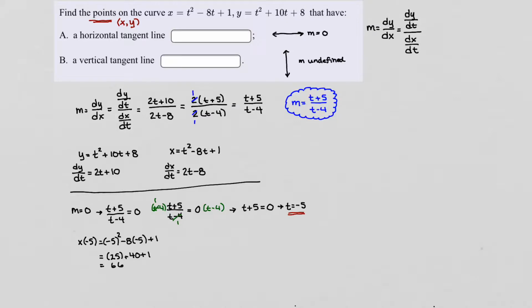Our y value, when t is -5, is (-5) squared plus 10 times -5 plus 8. That's equal to 25 minus 50 plus 8. And that's just equal to -25 plus 8, which is, I believe, -17. That means that the horizontal tangent line occurs at the point 66 for x and -17 for y.